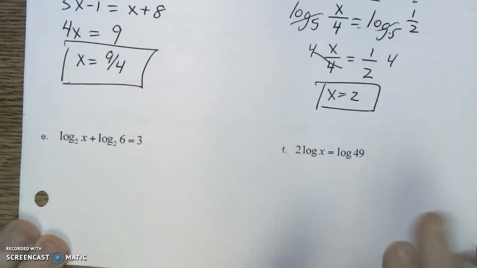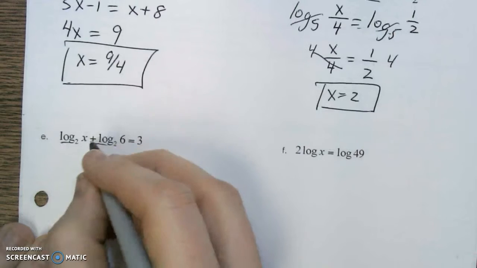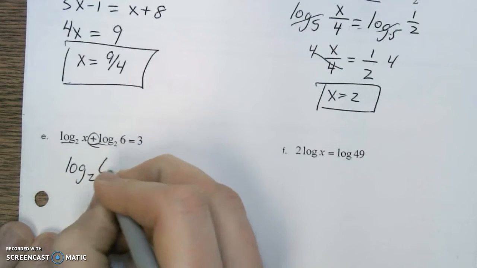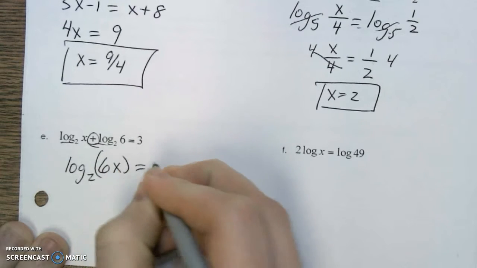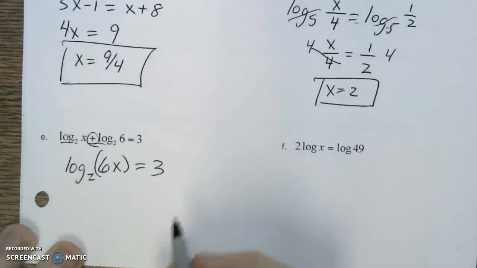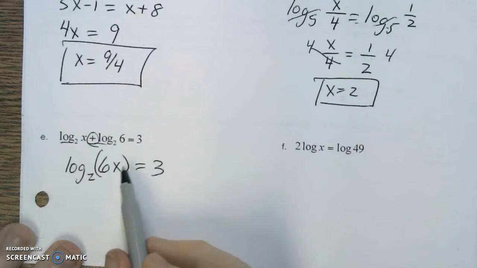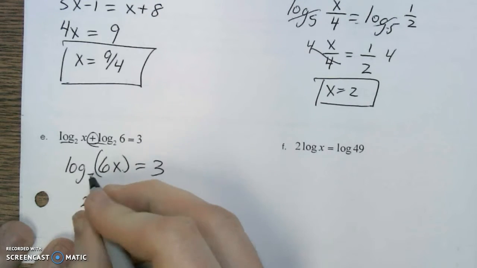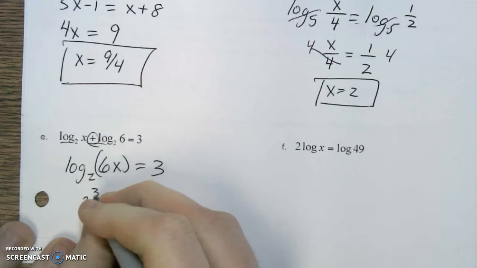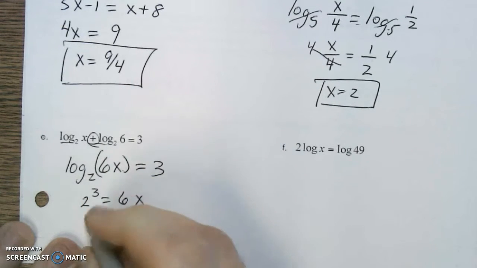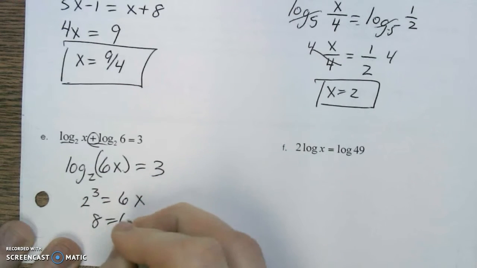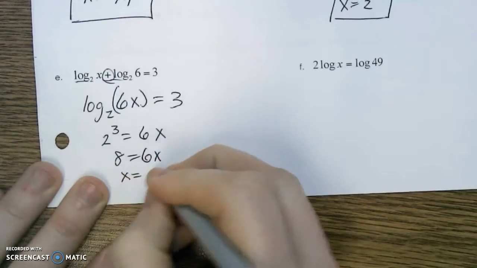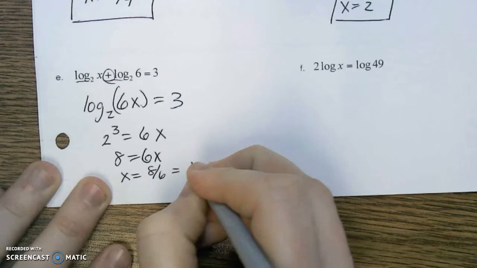We can condense this side. The logs match, so we can use the product property, log base 2 of 6 times x. And then we can get x out of the log by changing it into exponential form. So 2 to the third equals 6x. 2 to the third is 8. And when you divide by 6, you get 8 over 6, or 4/3.